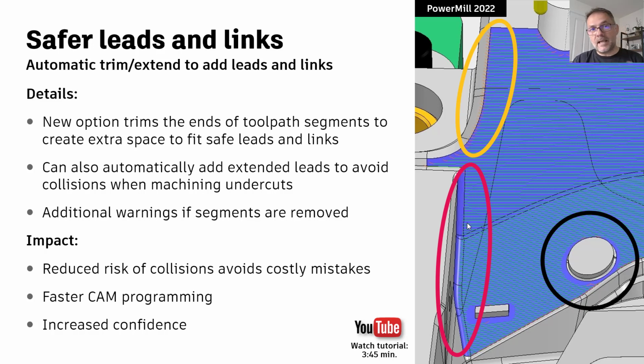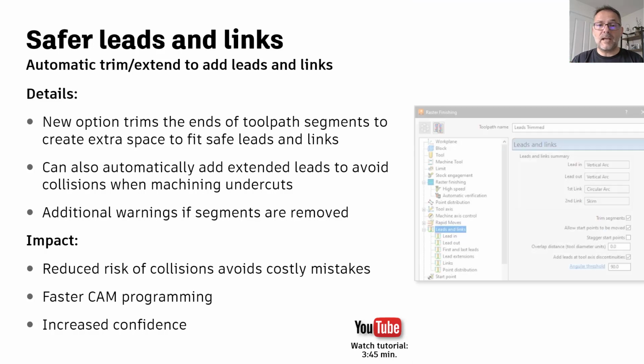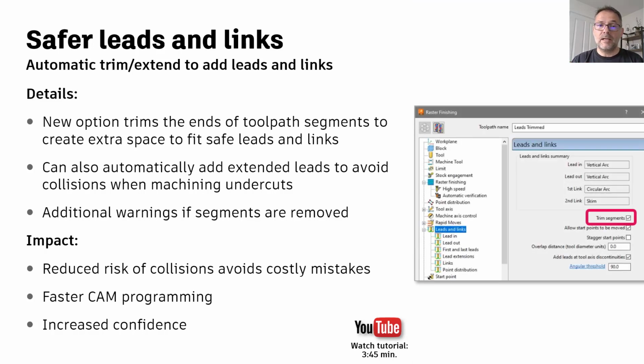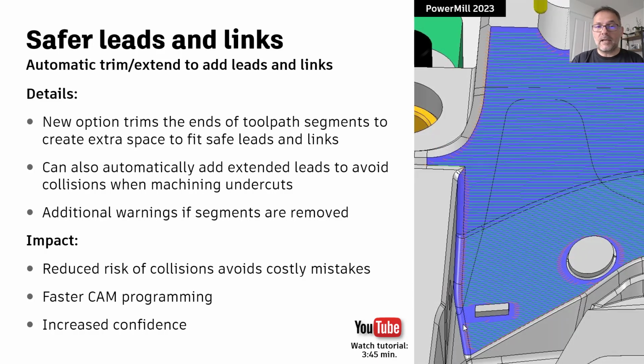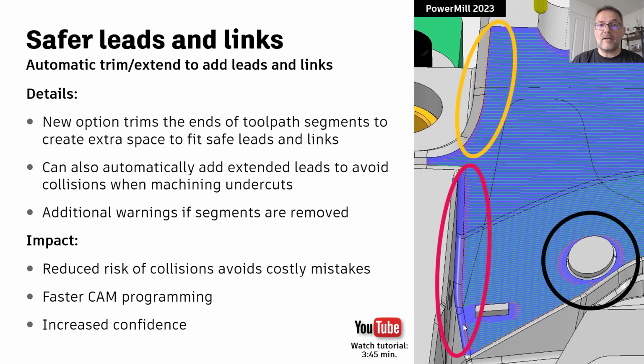Now, if we scan forwards to the result of this, the PowerMill 2023 update, you'll see that we now have a new tick box option in the leads and links settings within the toolpath form. If we tick the trim segments option and recalculate that toolpath, now look carefully at the toolpath and you can see that all of the areas now have a vertical arc lead in and lead out move applied.